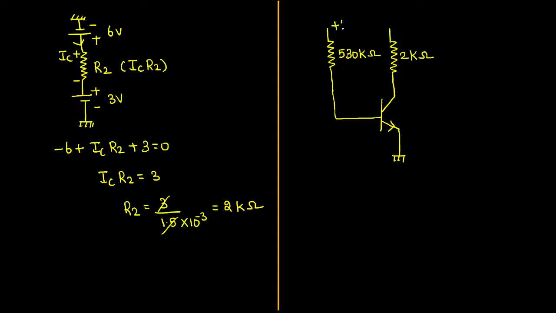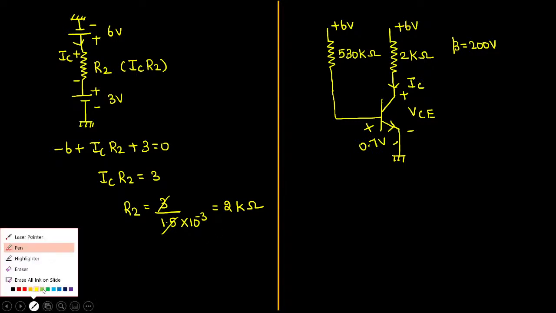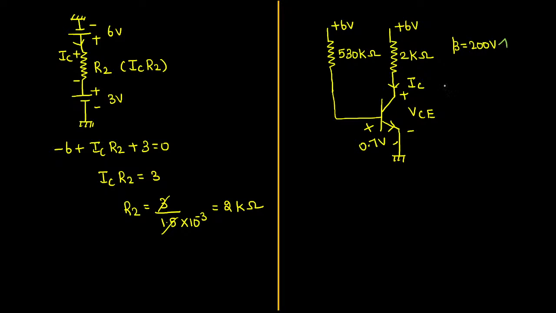Yes, this is plus 6 voltage. This is also plus 6 voltage. We know this is called collector to emitter voltage, and this is collector current IC. We have to calculate these values, whereas the value of beta is given as 200, second case. As usual, this voltage will undoubtedly be 0.7 voltage only. It is fixed. New value of beta is 200. According to this value, we have to calculate the value of collector current and collector to emitter voltage.